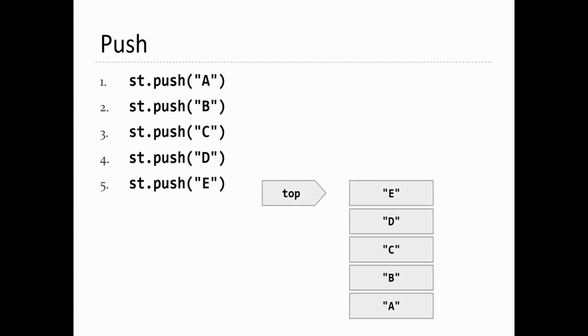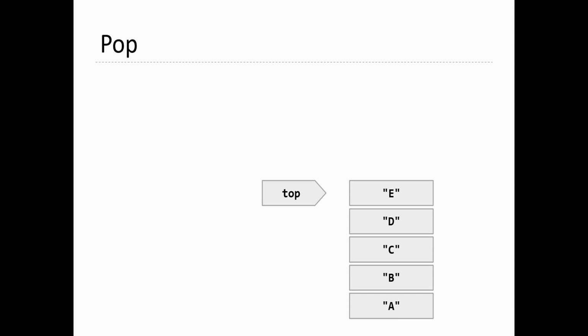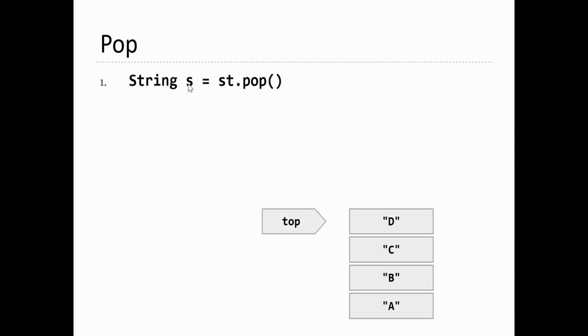Now remember, the only thing that you can do with a stack involves the element at the top of the stack. So if I want to start taking elements out of the stack, they start to come out from the top. So for example, if I pop the stack, then the E comes off the stack and gets returned back to the caller. So s in this case is the string E. The element disappears, and then the top of the stack moves down to the next element in the stack. So the current top of the stack is now a D.